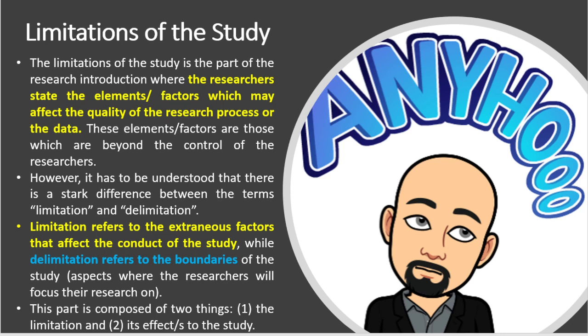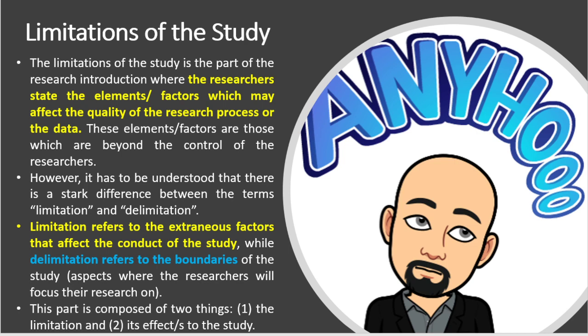And this is the part of the research introduction where you as the researchers will state the elements or the factors which may affect the quality of the research process or of the data itself. Looking back, you might have been introduced to the term delimitation of the study. It has to be understood at this point that the terms limitation and delimitation are two different terminologies and must not be interchanged.